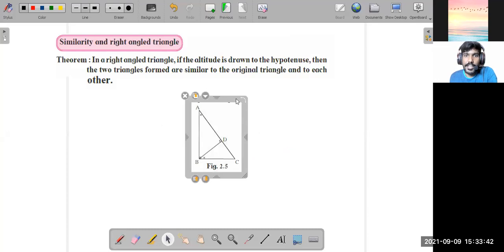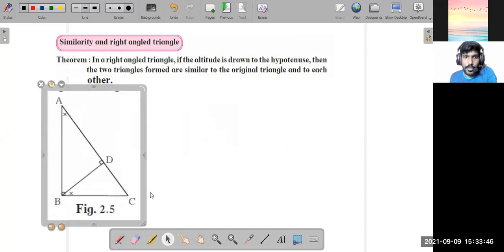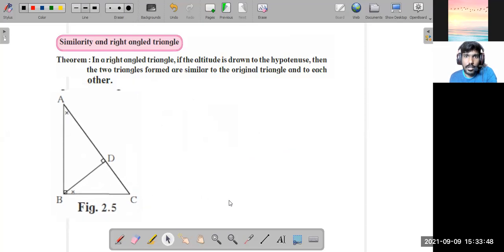Okay. So in a right angle triangle, if the altitude is drawn to the hypotenuse. So if you see, this is a right angle triangle and the altitude, that is this BD, is called the altitude. Altitude means a perpendicular line drawn from B to the hypotenuse. Okay, so BD is the altitude. So if you see, because of this altitude, 3 triangles are formed.